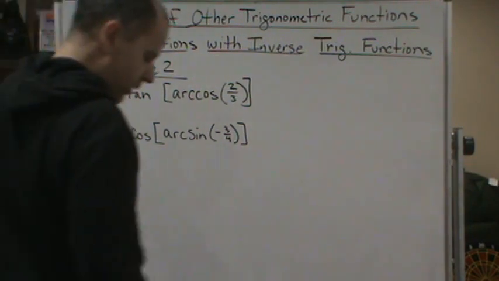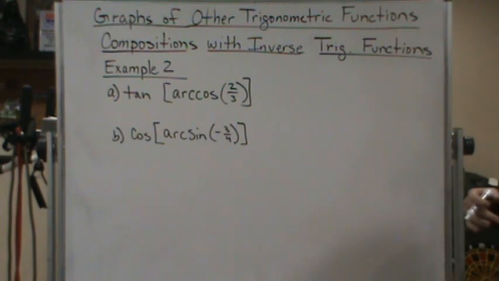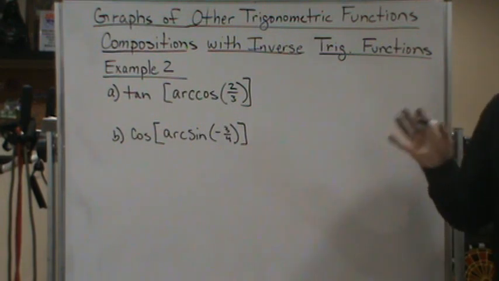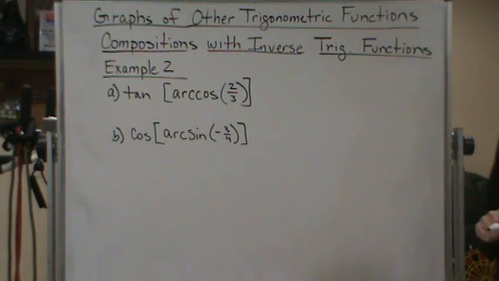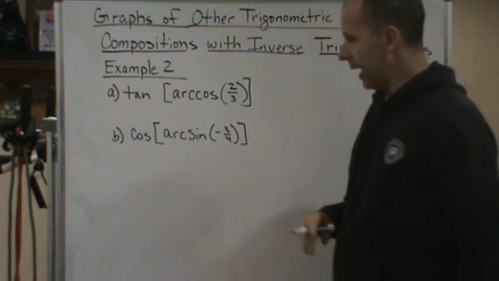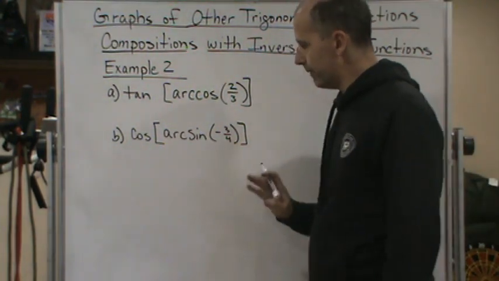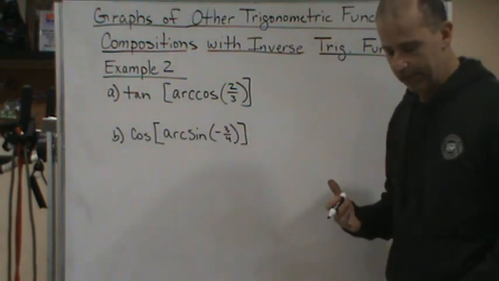All right, now let's do example 2 here. And now we're going to mix it up a little bit because we're not using the inverse property, the composite property for functions and their inverse. We're going to mix it up a little bit. So now we're going to find the exact answers by using the definitions of these, okay?